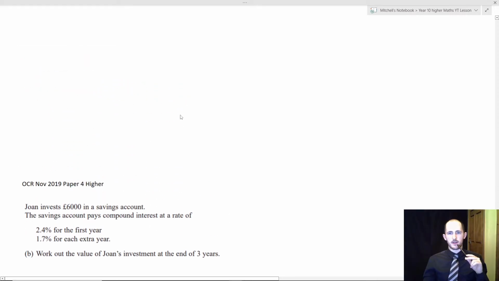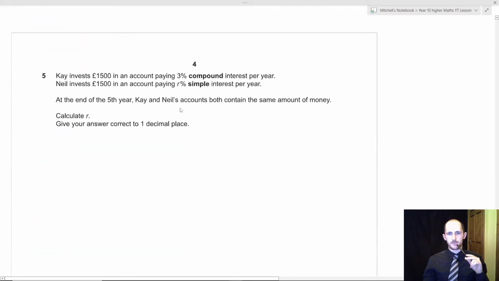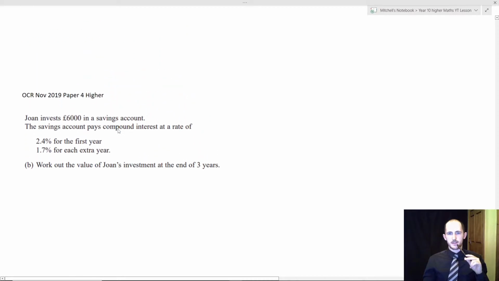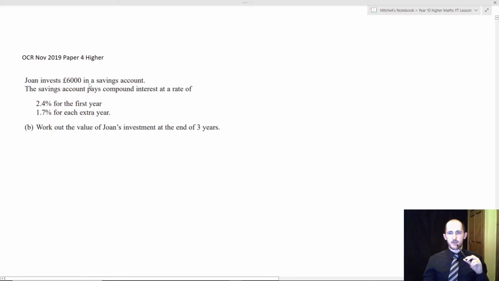OCR, November 2019, right? Perfect. Joan invests £6,000 in a savings account. The savings account pays a compound interest at a rate of 2.4% for the first year, 1.7% for each extra year. Work out the value of Joan's investment at the end of 3 years.